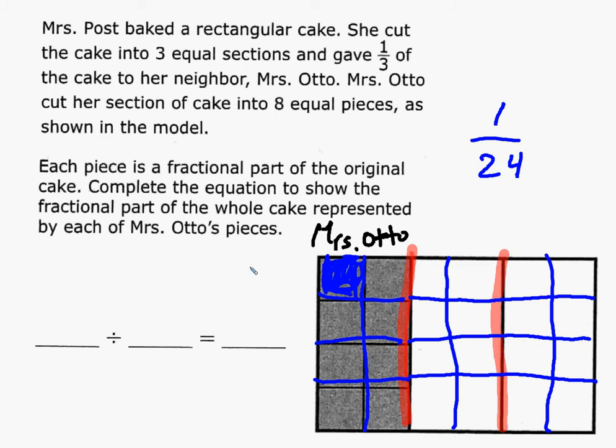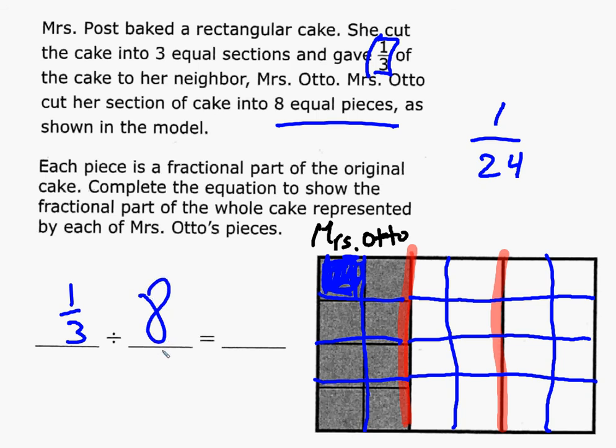Okay, so that would be my answer, but I need to do this numerically in this particular case. So let me take a look. What do we do first? Well, we cut it into 1/3 and gave that to Mrs. Otto. So we started out with 1/3 of a cake. So this is Mrs. Otto's part of the cake. Then she cut that up into 8 pieces.